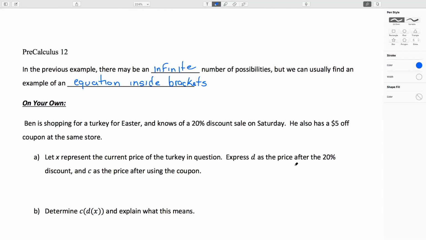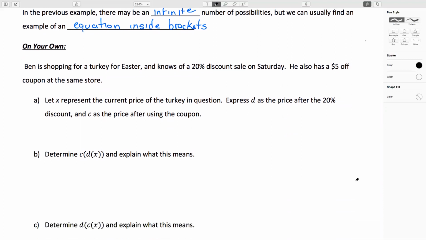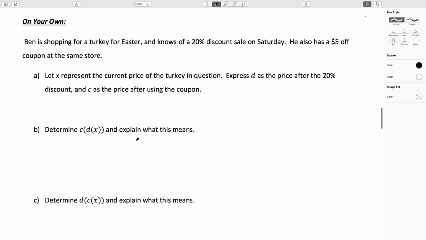On your own. Ben is shopping for a turkey for Easter and knows of a 20% off sale on Saturday. He also has a $5 off coupon for the same store. Let x represent the current price of turkey, let D represent the price after a 20% discount, and C the price after using the coupon. So we're going to create two functions to figure out what the price is going to be for the turkey.